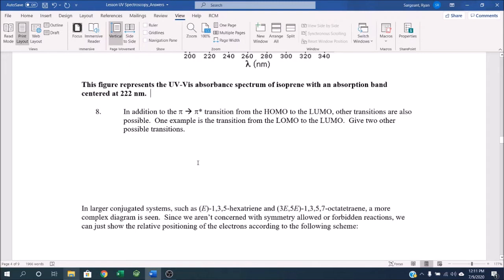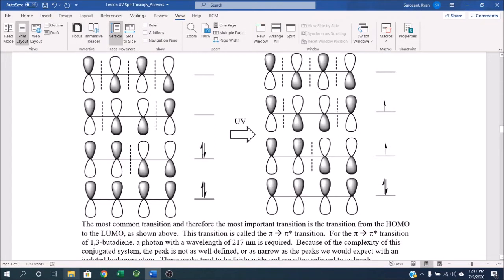So this is typically referred to as a pi to pi star transition, or the bonding to the anti-bonding transition from the HOMO, which is the bonding orbital, to the LUMO, which is the anti-bonding orbital. But you could also think of other transitions that could exist. For example, you could transition from the LOMO to the LUMO, or from the LOMO all the way up to the HUMO, or you could also transition from the HOMO to the HUMO. I'll show you what those look like because those words sound like I'm speaking gibberish. So this transition from the HOMO to the LUMO is the most common.